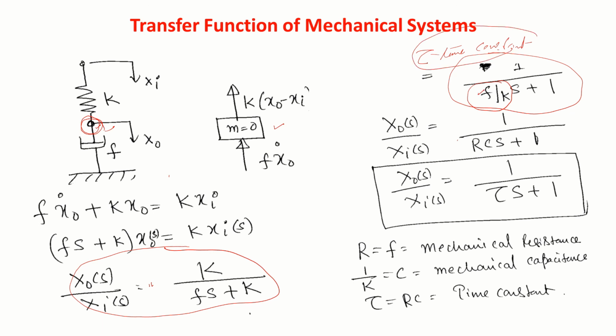Or I can say F is equivalent to resistance and 1 by K is equivalent to capacitance. So RC can be represented by the time constant. So now x naught of s by xi of s, you got 1 by tau s plus 1. This is basically a first order system. It is characterized by a first order differential equation. This is the time constant.